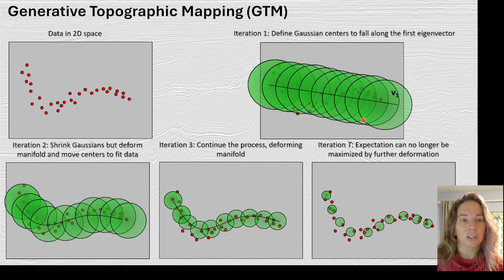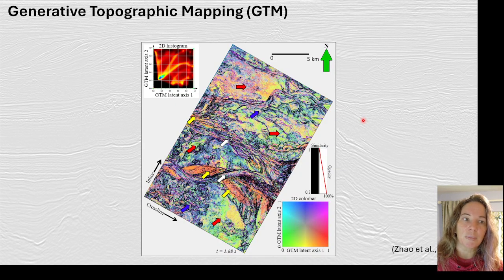Okay, and so what you eventually want to do is get to the point where you can't maximize the fit anymore with any more deformation. This would be the same result now with generative topographic mapping. It's another method that is very similar to SOM in terms of unsupervised clustering, and we've used it quite a bit in our seismic analyses for a whole bunch of different types of geologic facies and purposes. Even basement fault mapping, we use GTM quite a bit for that. So it just gives you another perspective, another way to visualize the data.